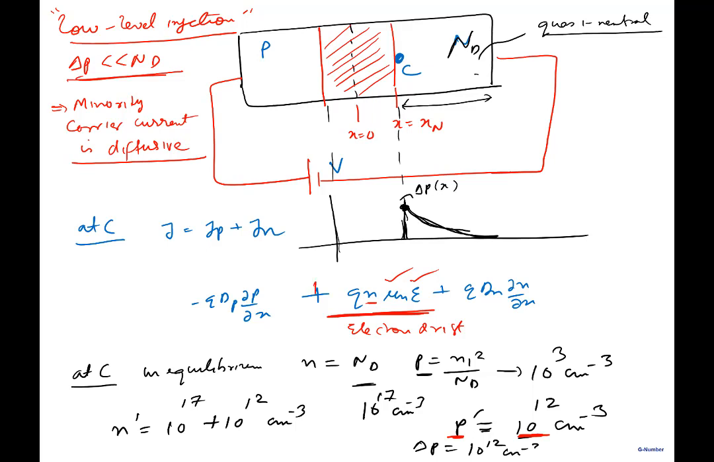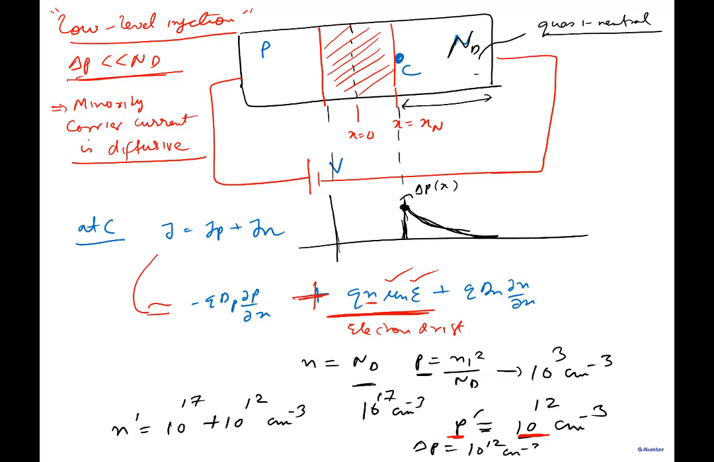Minus Q D P plus here. So we are saying current is equal to minus Q D P del P by del X plus Q n mu N E plus Q D N del N by del X. Now you may be saying, well, at C you are outside the depletion region. Electric field must be very small. Can I also neglect the drift current? So let's look at that. Okay. So keep this in mind. Let me erase this.